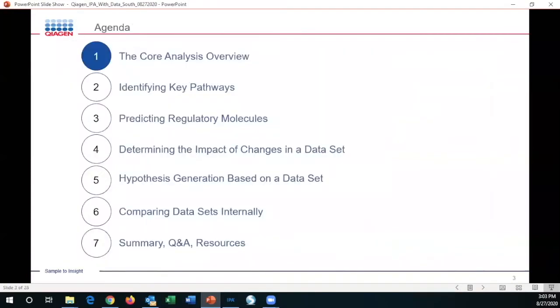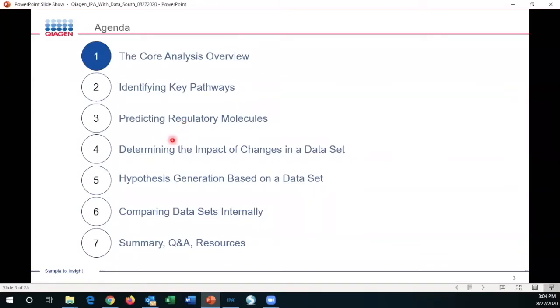So for this afternoon session, what I just wanted to do is begin discussing the core analysis. And really, this is what gets at most of the key biological endpoints when you bring a data set into IPA. In particular, we'll walk through some of the key components of that core analysis. We'll discuss how we can identify key pathways that are being modulated in our data set. We can look at predicting regulatory molecules. What we mean by this is we observe in a data set typically a set of expression changes. Now, what potential molecules could there be that are driving those observed expression changes?